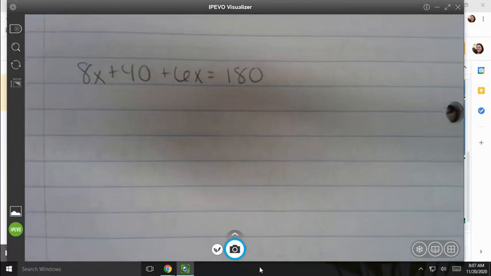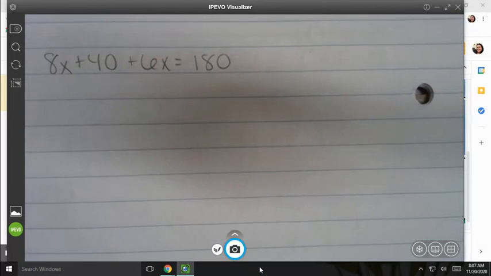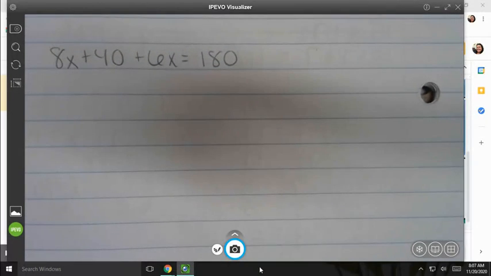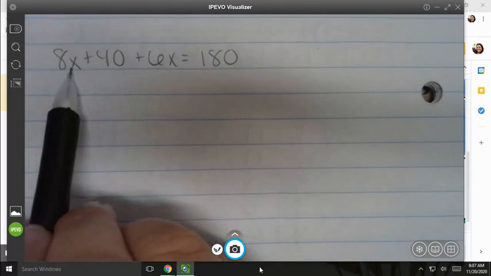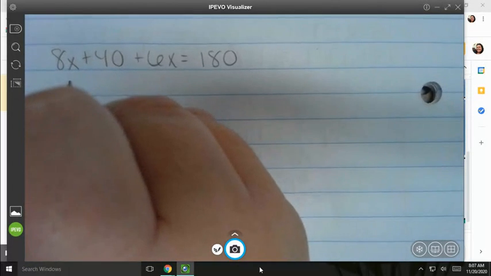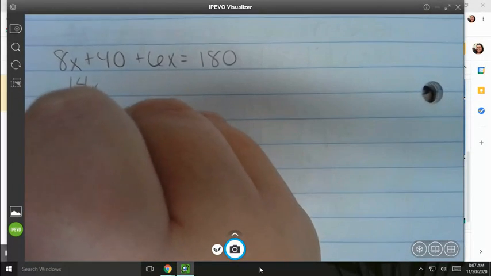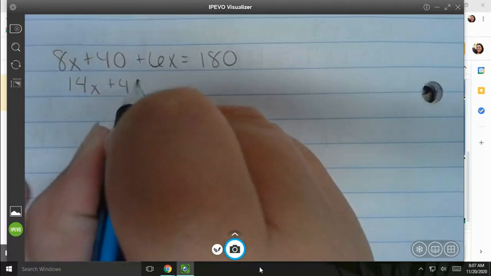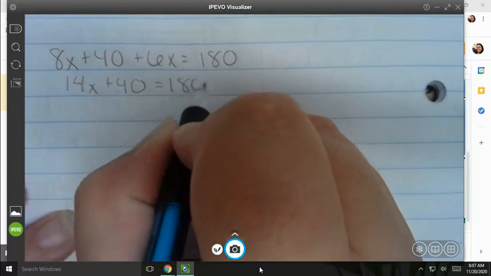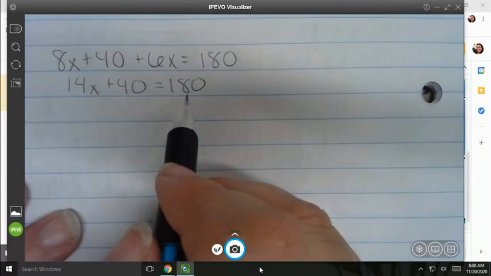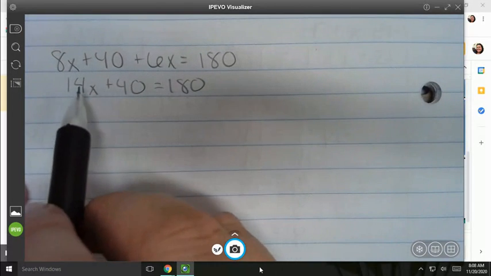So now we have 8x plus 40 plus 6x equals 180 degrees. So let's solve through. Our first step is to combine our like terms. So let's get our x's together. This gives us 14x plus 40 equals 180 degrees. That seems a lot simpler to work with than all that jumble.